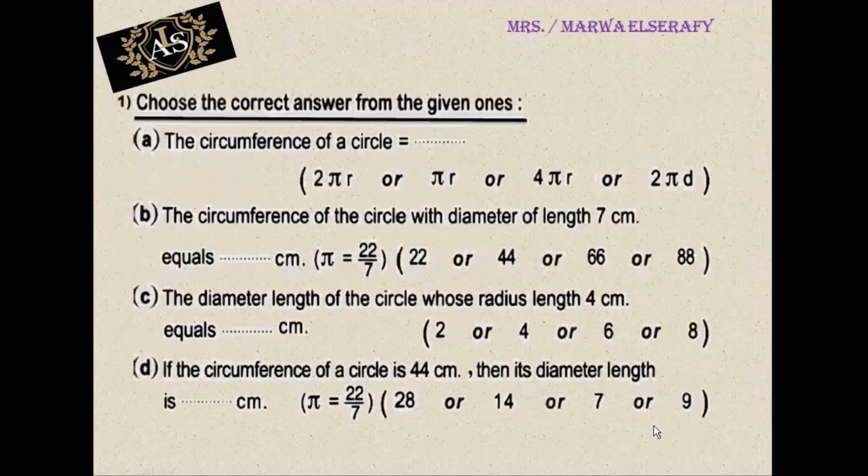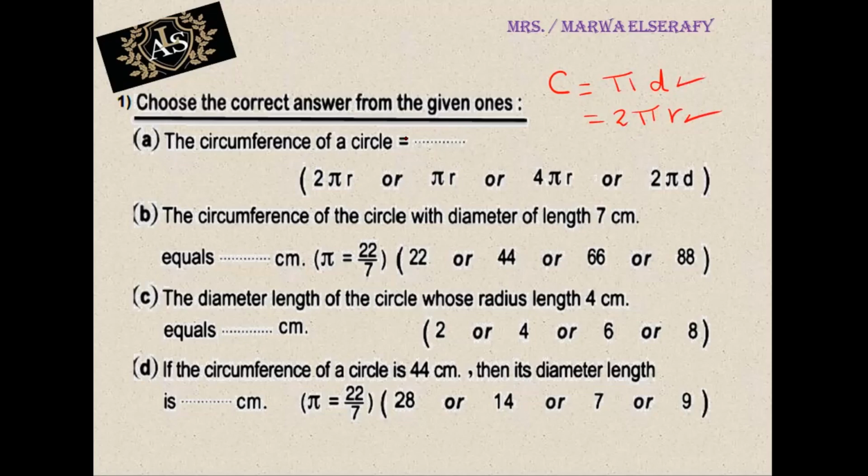Okay, let's see some exercises. Choose the correct answer from the given ones. Okay, the first one, he asks you, what is the circumference of a circle? He wants the rule, and I have two rules. Circumference equal pi d, or circumference equal 2 pi r. This is true and this is also true. This is according to its diameter and this is according to its radius.